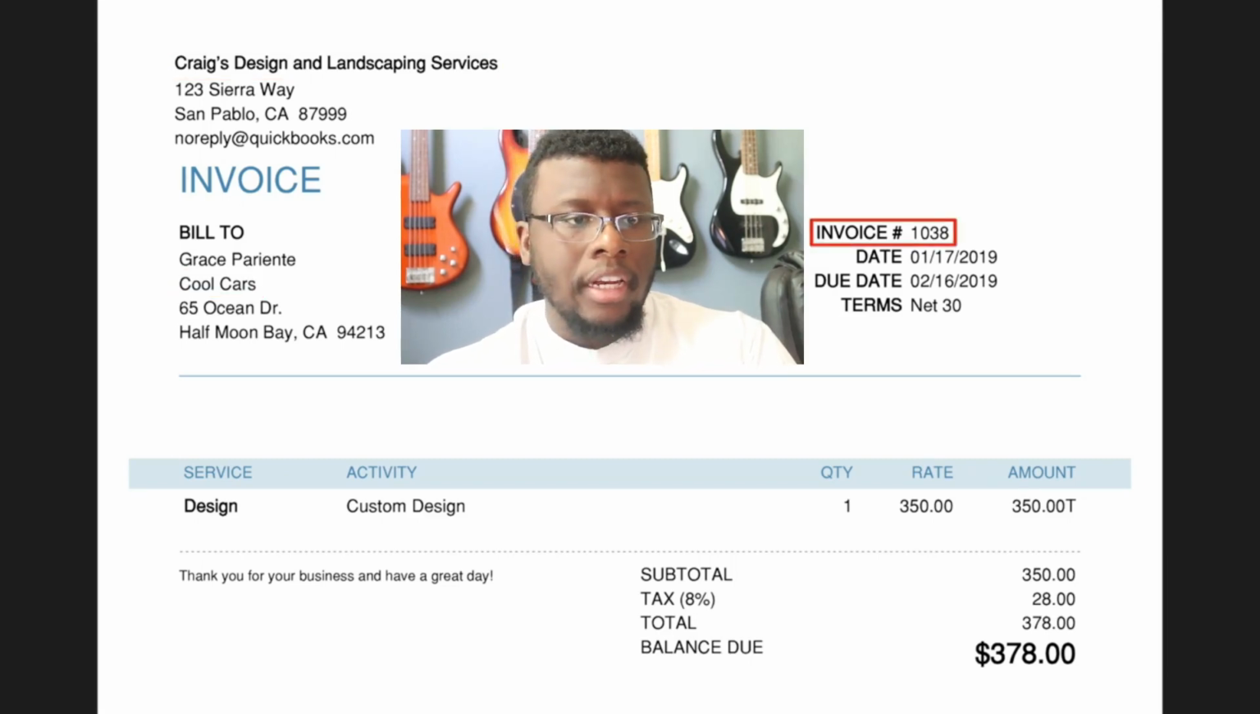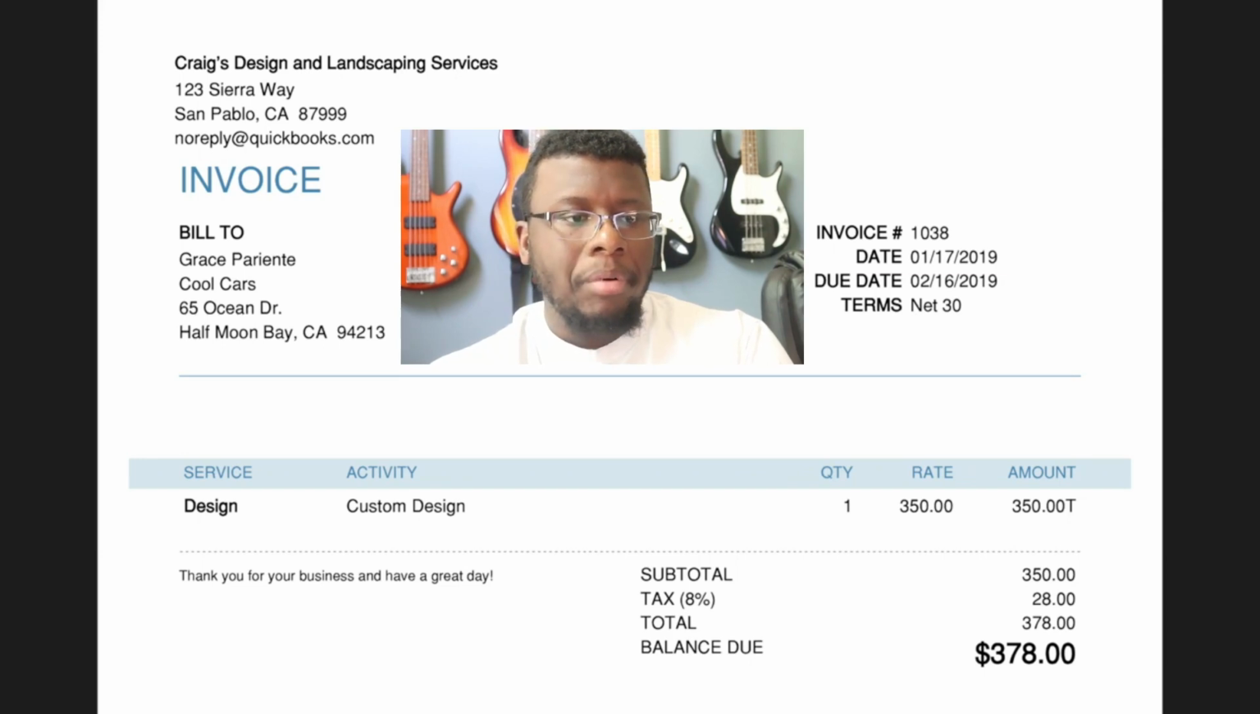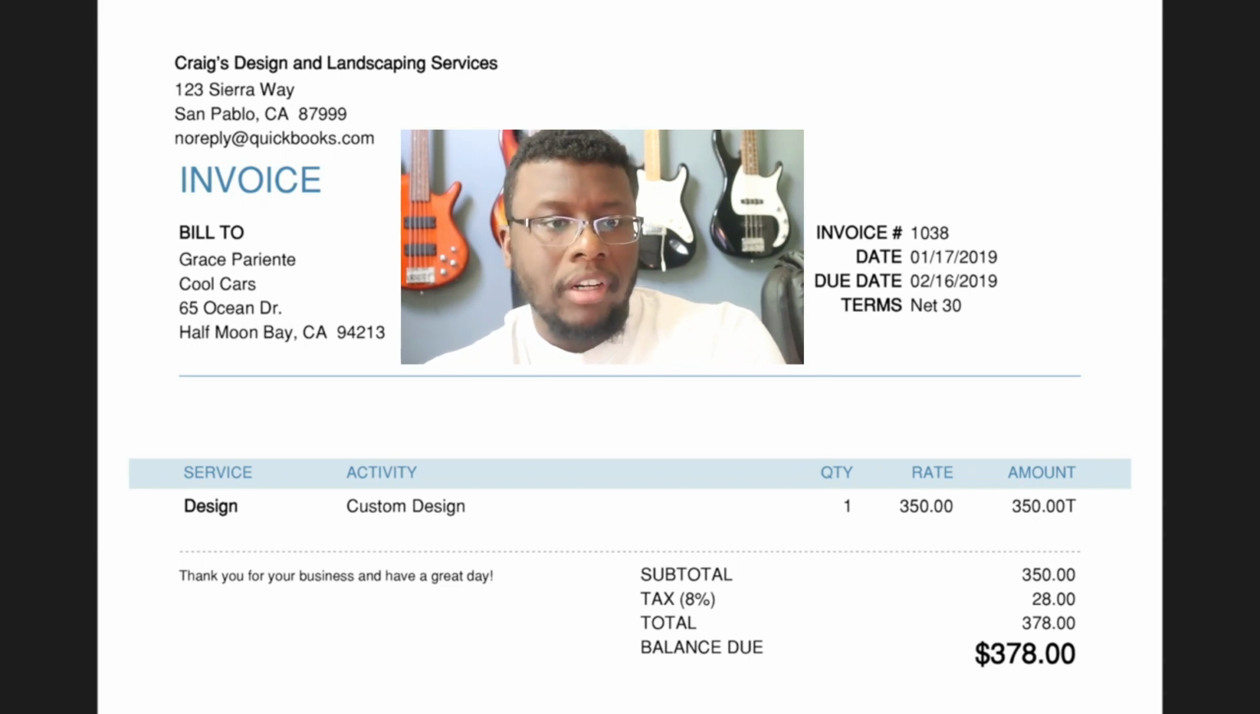On the other side, we've got the invoice number, 1038. This is a unique number that identifies the invoice. Usually invoice numbers are sequential, so the next invoice raised by this company will most likely be 1039. Below that, we have an invoice date, and in this case, it's the 17th of January. This is the day that the invoice was created, and it's critical to include it because it starts the countdown for when the payment is due from the buyer. How long do they actually have to pay it, right?